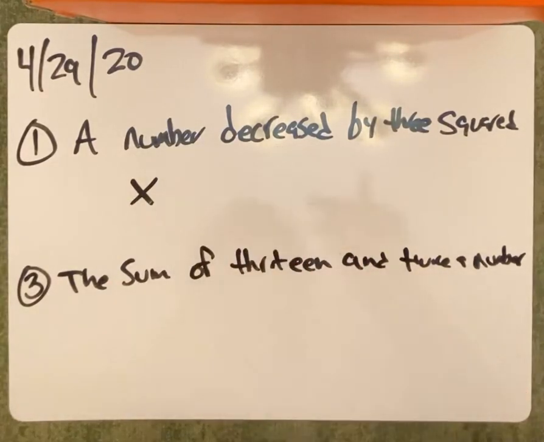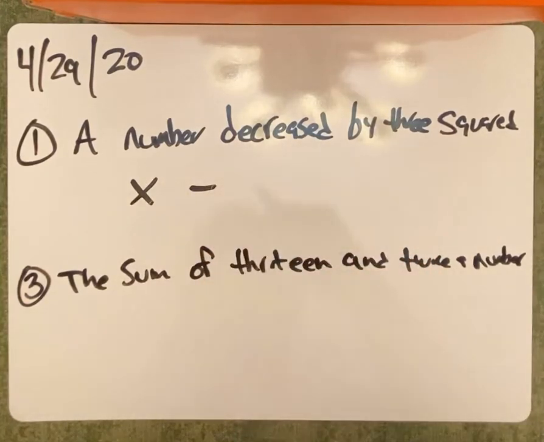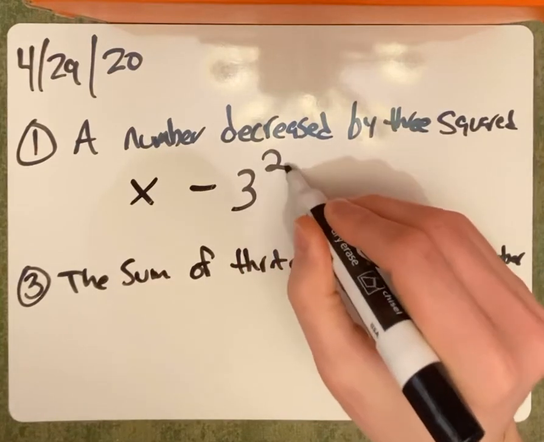Okay, decreased. A number decreased. Decreased is like taking away. When you're taking away something, what operation are you doing? That's right, subtraction. By 3 squared. What does 3 squared mean? It means 3 to the second power.